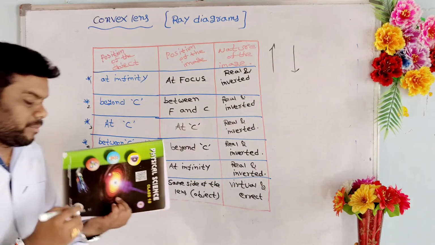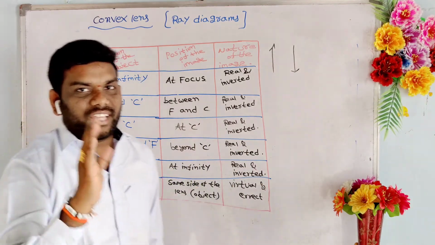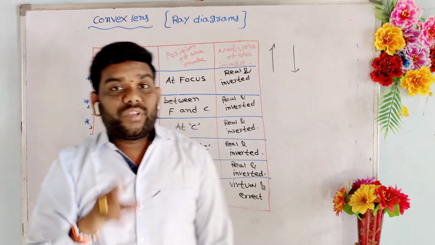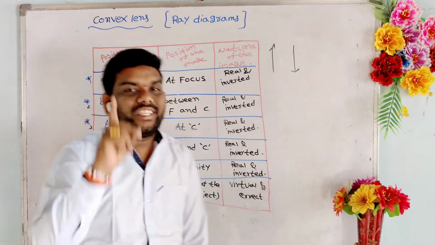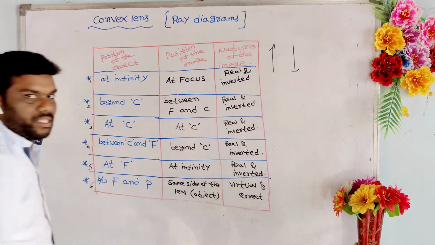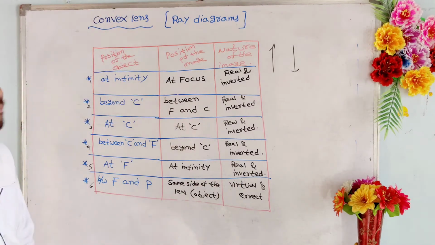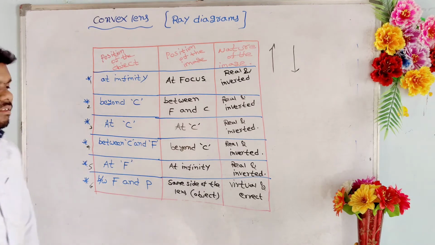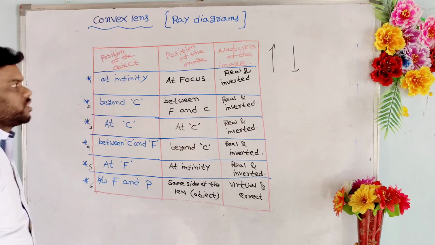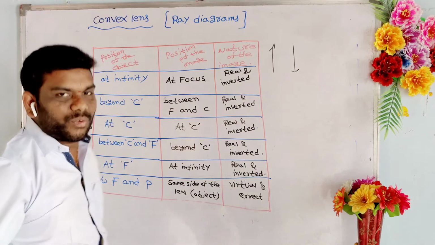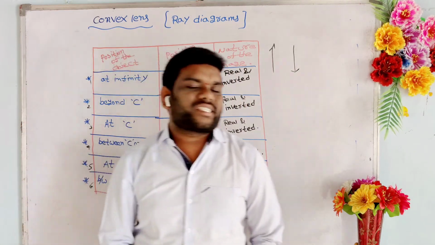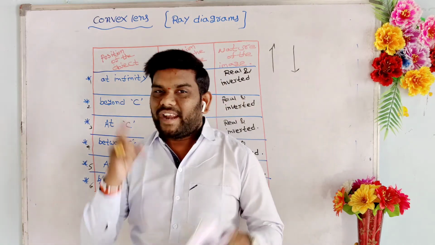So real image, virtual image: a real image will be formed on the screen, a virtual image will not be formed on the screen. That type of image is called a virtual image. This is the information about convex lens. Now note this down, pause the video and note everything down. Now I will enter into the ray diagram, the first ray diagram, called object placed at infinity. Okay, let us start.